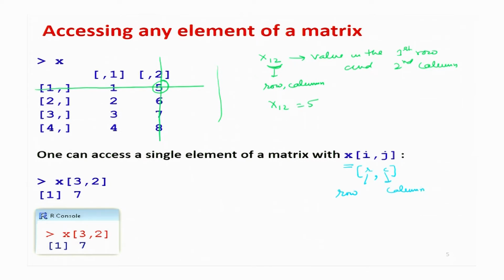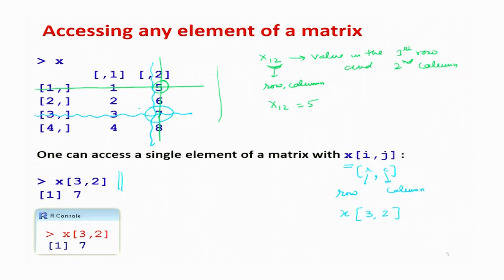For example, in case I want to access the element in the third row and second column, then I have to write x, third row, that is r equal to 3, and column is the second, so c is equal to 2. Now if I write x[3,2], what is this value? This is my row number 3 and this is my column number 2. So the value at the intersection is 7.